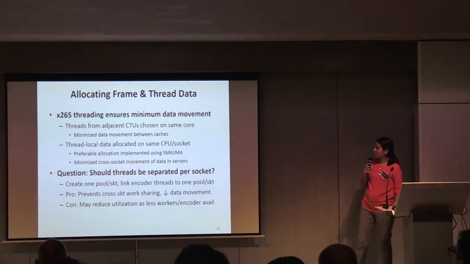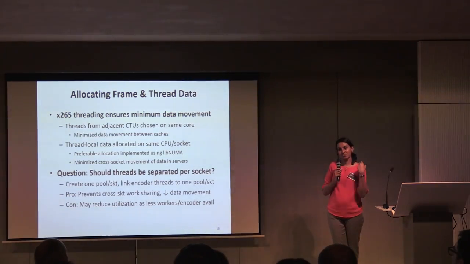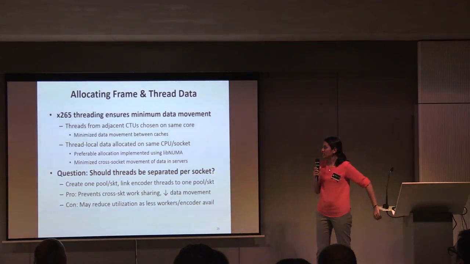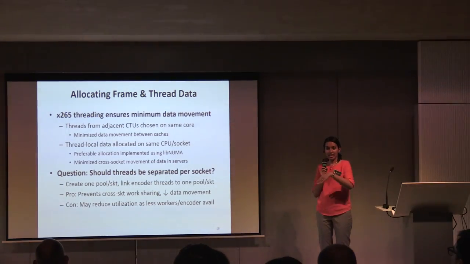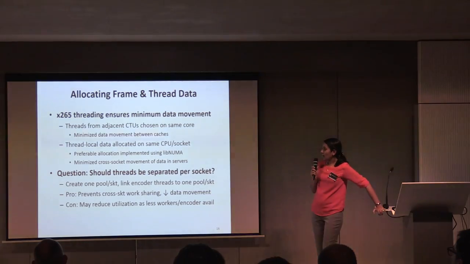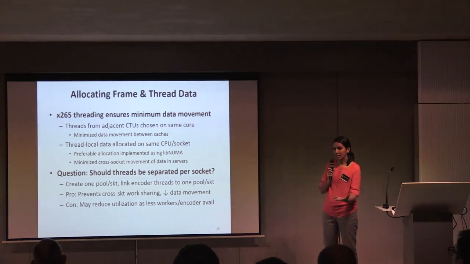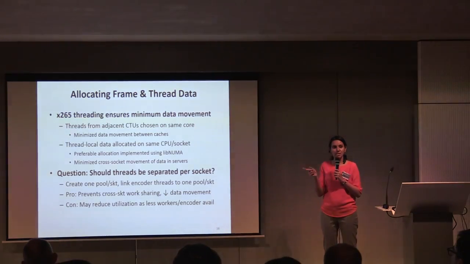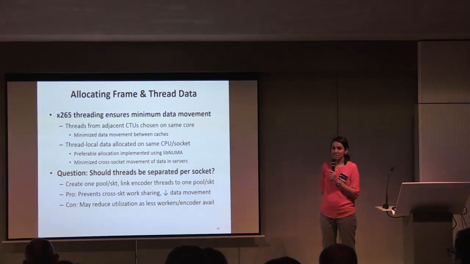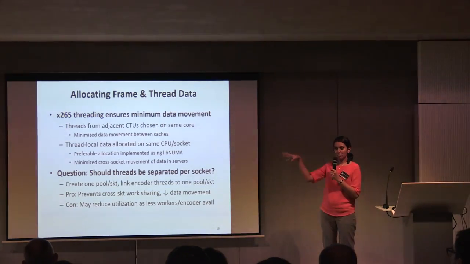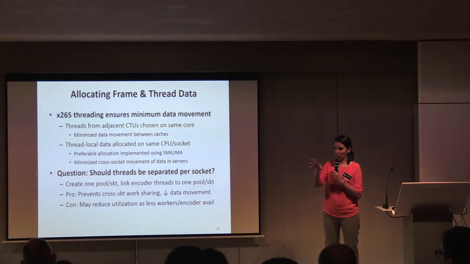Allocating frame and thread data. This is again something that we've been looking at because dual Xeons are currently the architecture of choice for encoding HEVC. So we always try to see how to map the threads to the different sockets and to the cores within those sockets. We've been looking at making sure that threads know which socket they should go on, and you don't want two row threads, one on each socket, constantly sharing data across each other. That doesn't make much sense. So we came up with this idea of thread pools, which are aware of what frames they are encoding, and therefore they always reside on one socket.